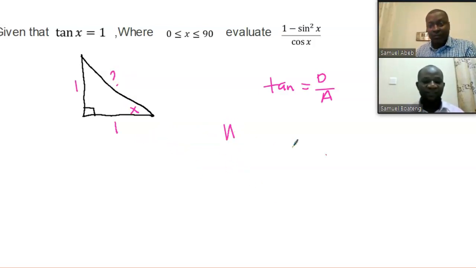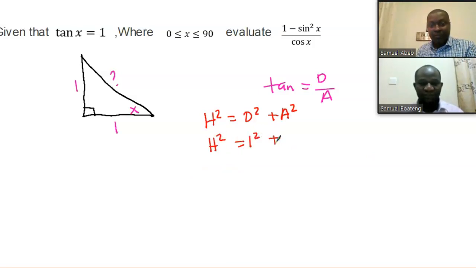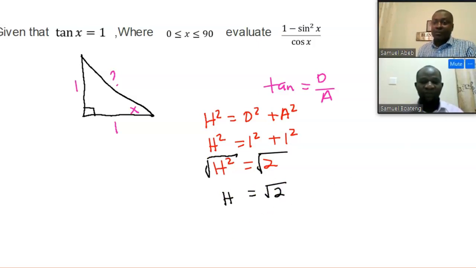So h squared is equal to 1 squared plus 1 squared. So h squared is equal to 2. We take the square root on both sides. So h will be root 2. So that is the hypotenuse side.